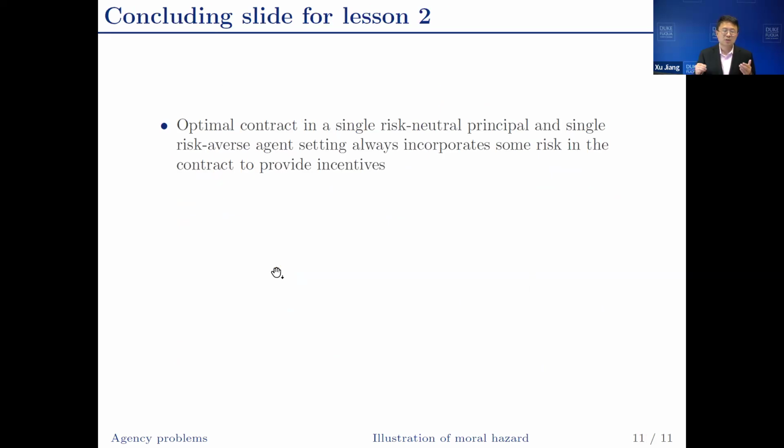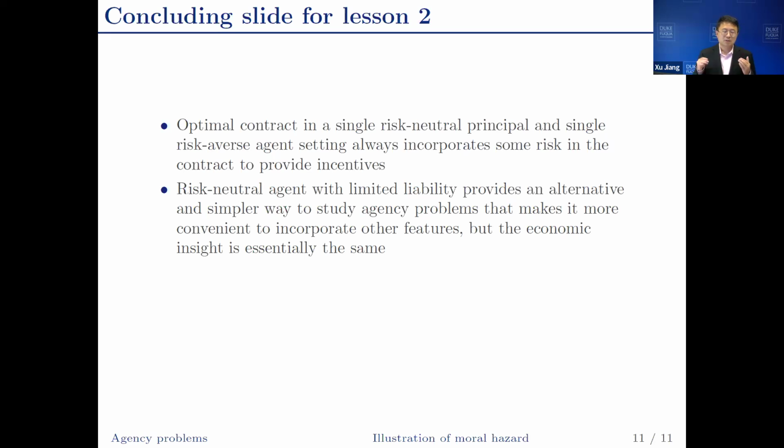To conclude, the optimal contract in a single risk neutral principal and single risk averse agent setting always incorporates some risk, some spread in a contract, in order to provide incentives for the agent to work hard. A risk neutral agent with limited liability provides an alternative and, in some cases, much simpler way to study moral hazard problems. And so you can incorporate other features. But the economic insight is essentially the same. The second best is worse than the first best.